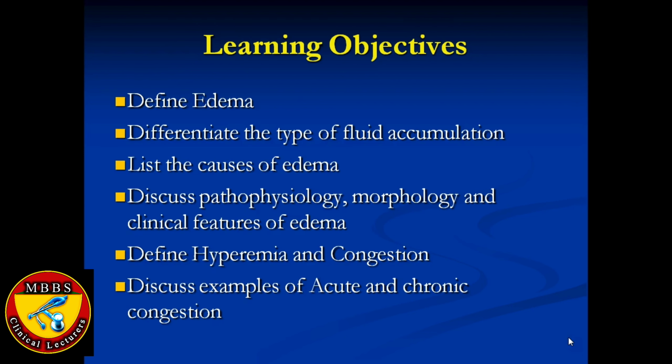Today we will be taking up edema, and then after defining it, we will differentiate the various types of fluid accumulations that take place in edema, list the causes of edema, and discuss the pathophysiology, morphology, and the clinical features of edema. Then we will take up hyperemia and congestion, discussing the examples of acute and chronic congestion.